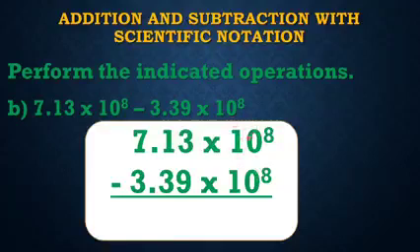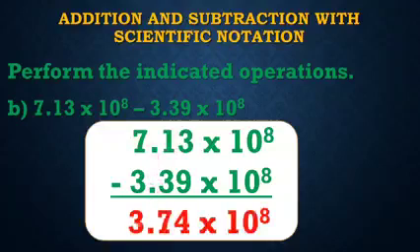So that means 7.13 minus 3.39 is equal to 3.74, and we copy the common power of 10 with the common exponent, that is 10 raised to 8. Thus, the difference of 7.13 times 10 raised to 8 minus 3.39 times 10 raised to 8 is 3.74 times 10 raised to 8. Simple as that.